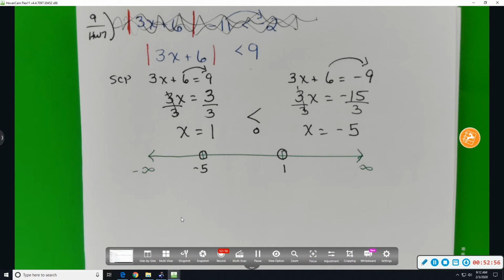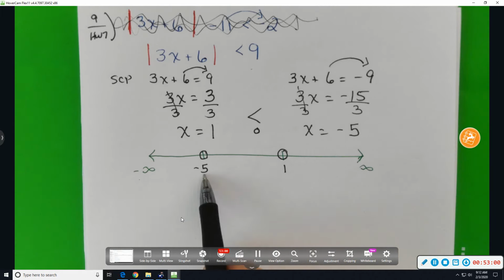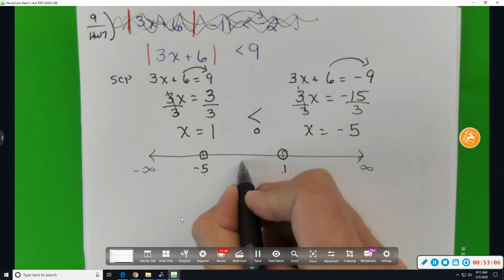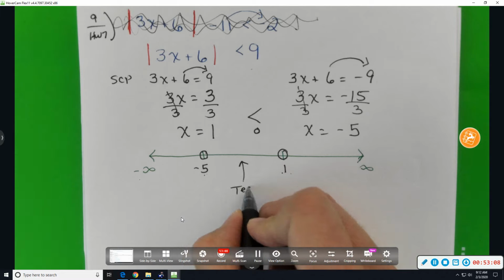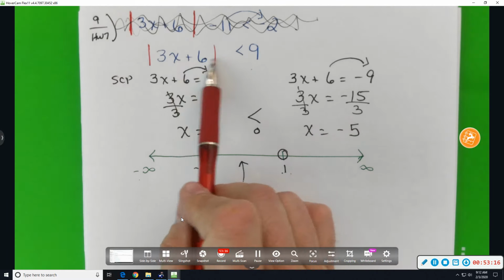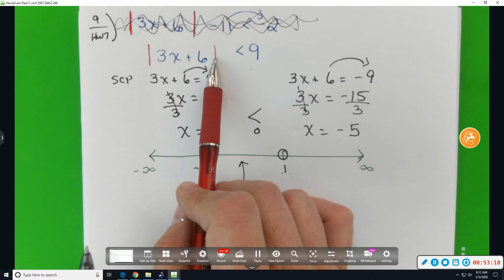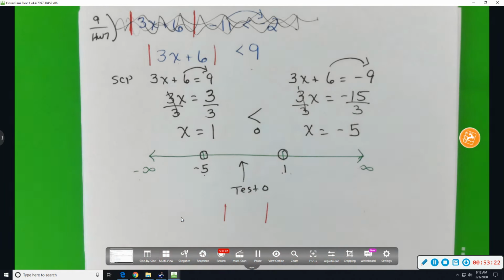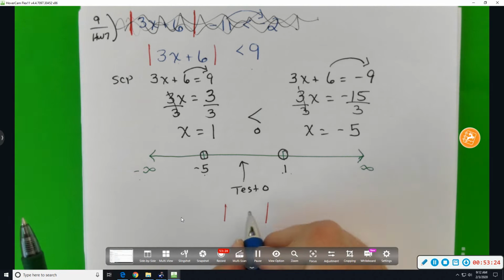0? Yeah, I can use 0. Now, where does 0 lie? Between two negatives? Between a negative and a positive? Or between two positives? Yeah, right out there. That's where 0 is. So I'm going to plug 0 into this statement right here. Don't say 36. The 3 times 0 is 0. Plus 6 would just be a 6.